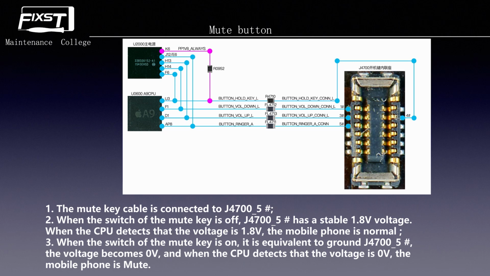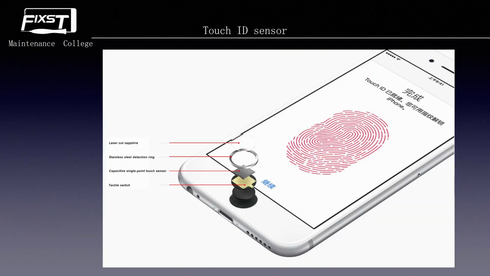When this mute key is on, this line will connect to GND and the voltage will become 0, and then the CPU detects the voltage has changed, and the phone will be muted. The button principle is very easy.